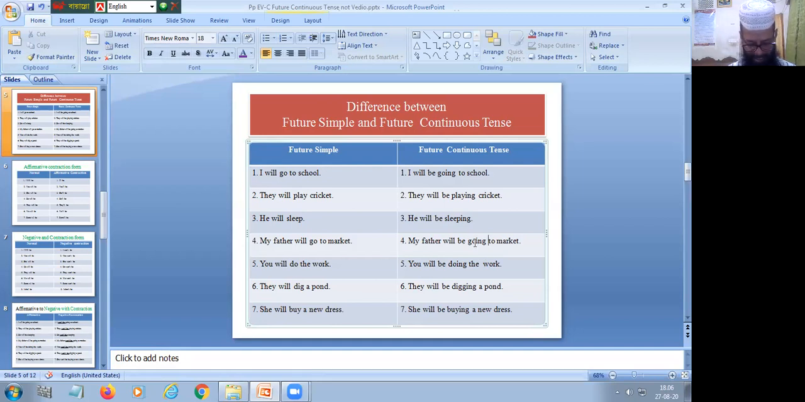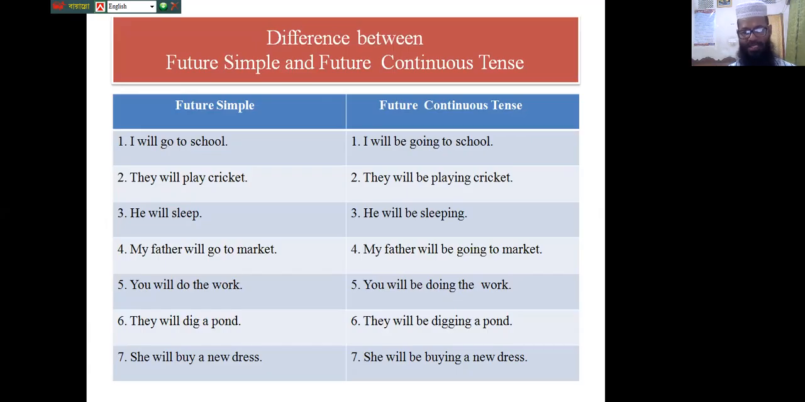One is a short action and the other is a long action. You will do the work, short action. You will be doing the work, long action. Understand short action and long action? They will dig a pond, short action. They will be digging a pond, long action. She will buy a new dress. She will be buying a new dress.